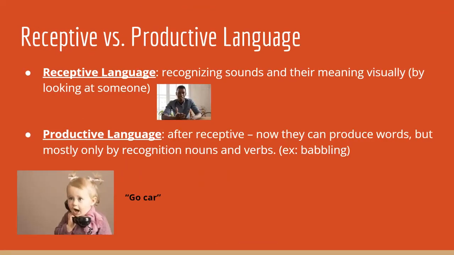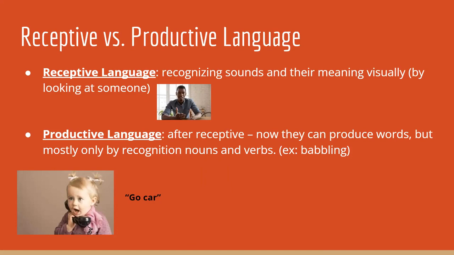All right, receptive versus productive language. So receptive language, this is just recognizing sounds and their meaning visually. So this is what humans first do. They look at their parent or whoever, and they see them talking, and that's how they can recognize. But eventually, they can move on to productive, in which they can now produce words, mostly by recognition of nouns and verbs. So they can babble, or they might say something like "go car."